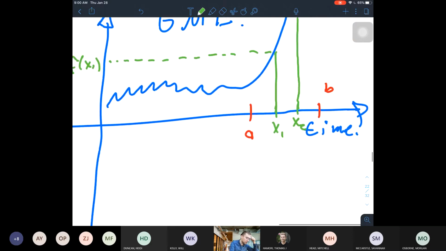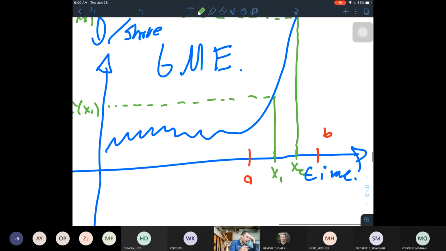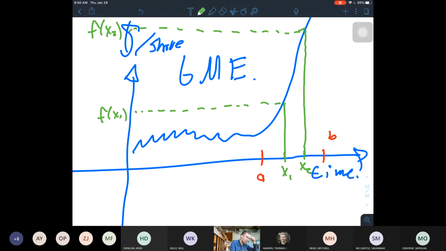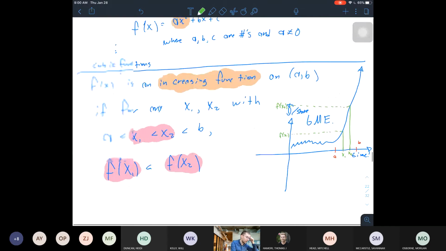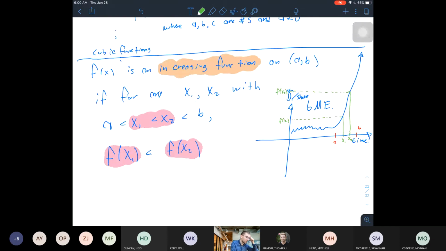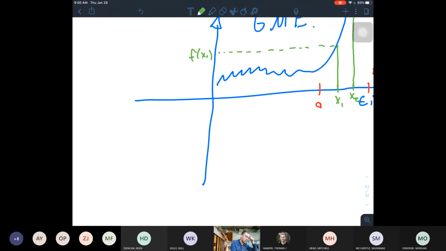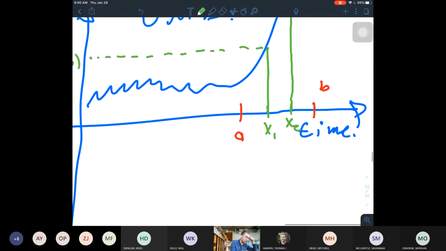And we need that to be true for any x1 and x2 that I choose between a and b, as long as x2 is to the right of x1. So we have this property here: a is less than x1 is less than x2 is less than b, right? What that means is if we read our points from left to right, they should go a, x1, x2, b.